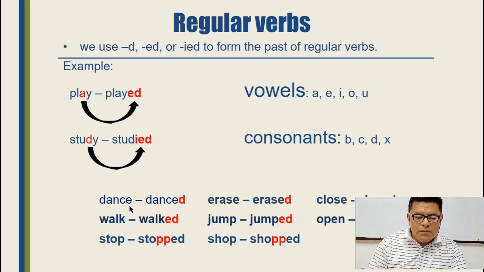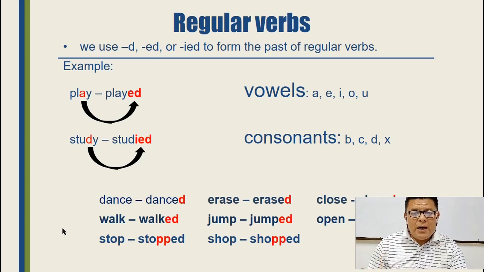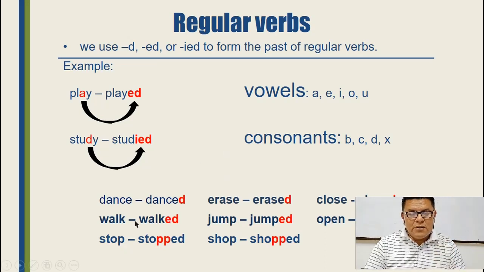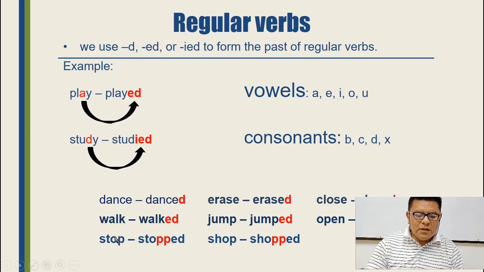And the last rule of regular verbs is that if I have a one-syllable verb, for example, stop, shop, with one vowel between two consonants, in this example, O is the vowel and T and P are the consonants, and I am going to add -ed, it's necessary to double the last consonant and then add -ed. Example, stop, stopped, double P, shop, shopped, double P.